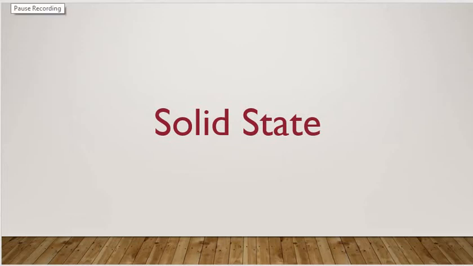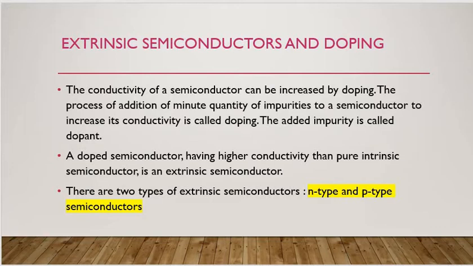Hello everyone. So in today's video of chapter solid state, I'll be talking about extrinsic semiconductors and doping and magnetic properties of solids. Extrinsic semiconductors and doping. The conductivity of semiconductors can be increased by doping. The process of addition of minute quantity of impurity to a semiconductor to increase its conductivity is called doping, and the added impurity is called dopant.